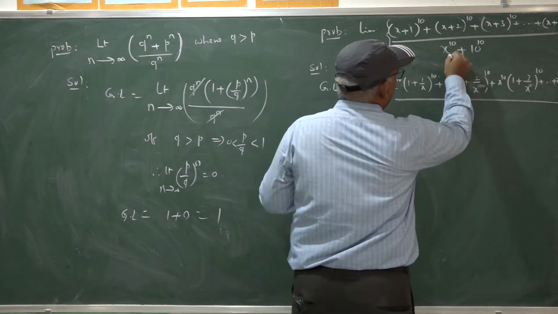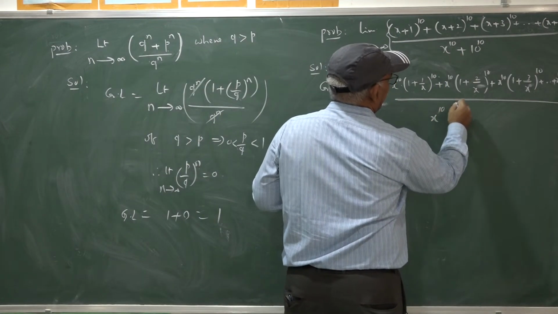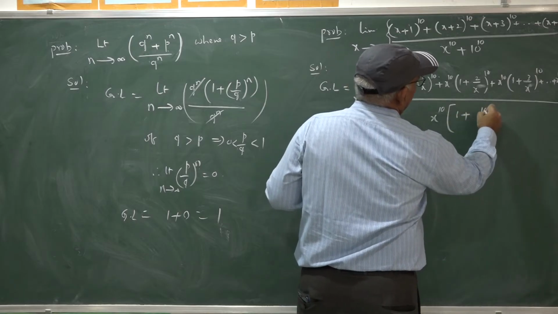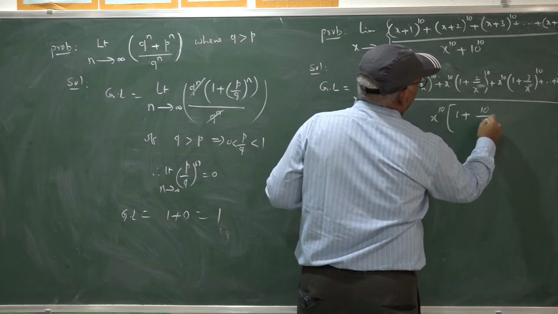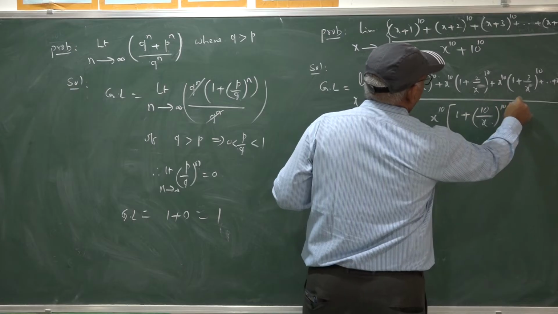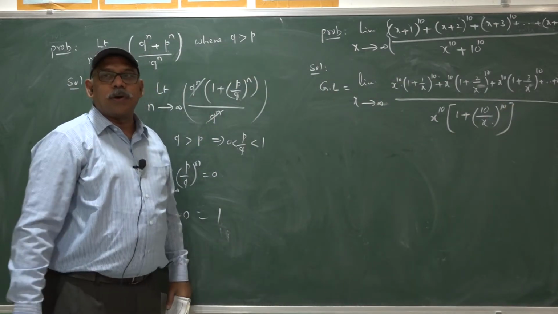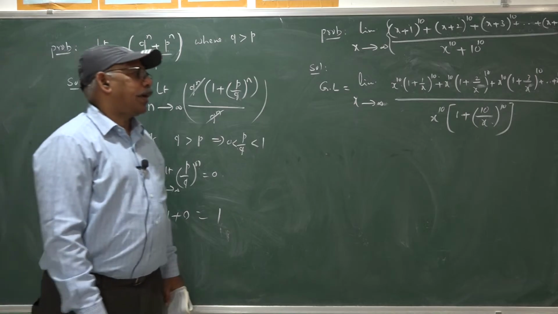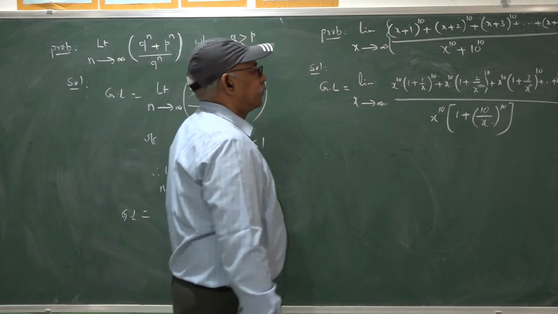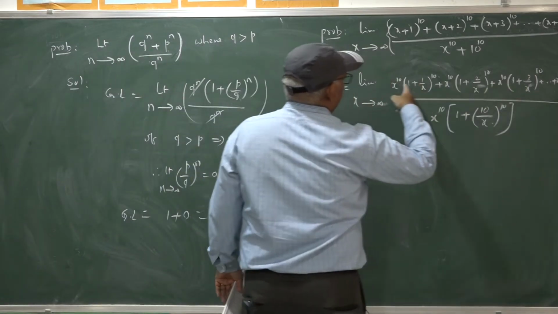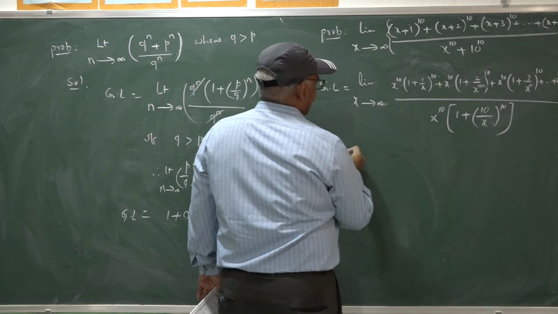Similarly in the denominator also, taking x power 10 as common, we get 1 plus 10 by x whole power 10, since 10 power 10 by x power 10 is (10 by x) whole power 10. Taking x power 10 common, you can remove this x power 10.